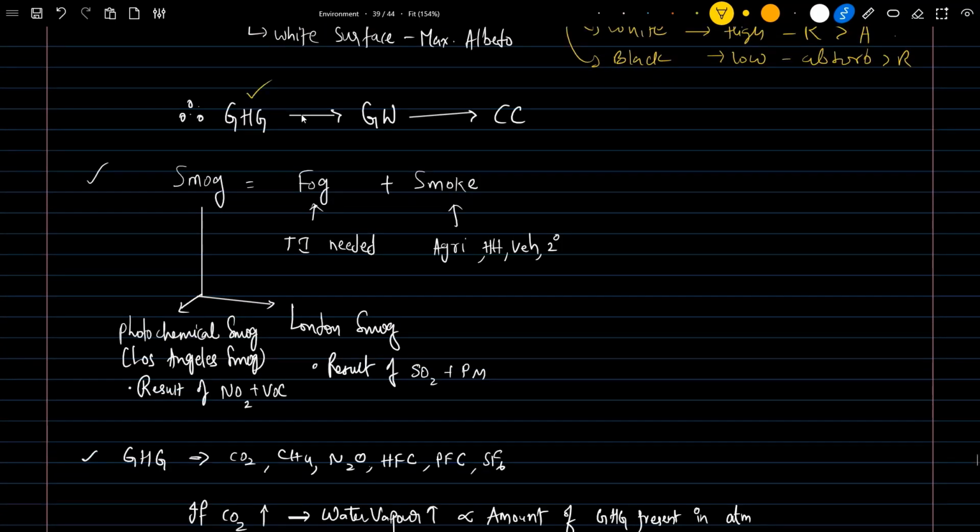So what we talked about is that because of these greenhouse gases, there will be global warming, meaning there will be a warming of Earth's atmosphere. This leads to climate change in the long term.